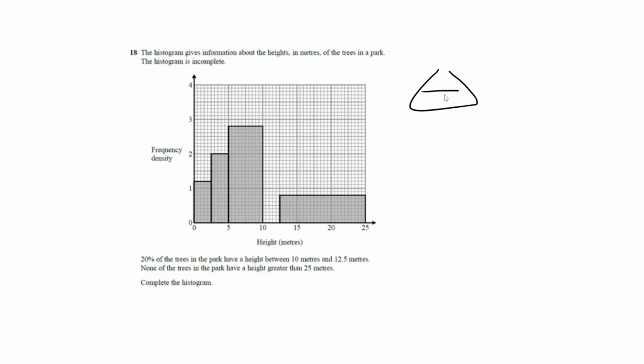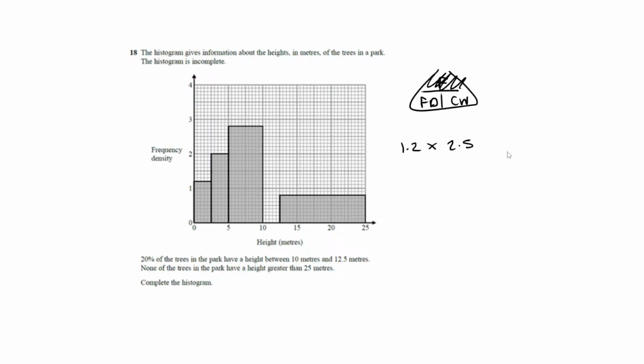So normally for histograms, I like to use this formula triangle: frequency at the top, frequency density and class width at the bottom. I want to work out the frequencies, the number of trees, so I want to multiply them. For the first bar, just be careful of the scale, double check what the scale is. That looks like 1.2, doesn't it? 1.2 multiplied by 2.5.